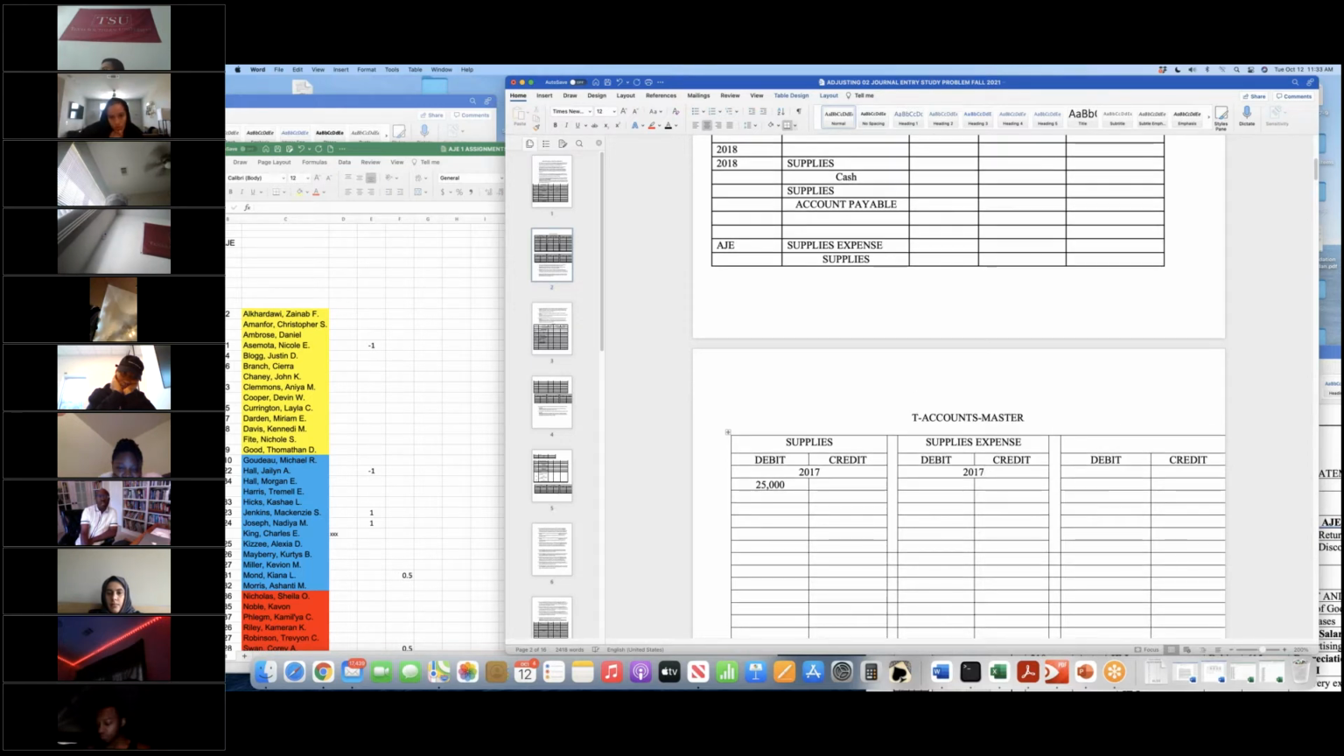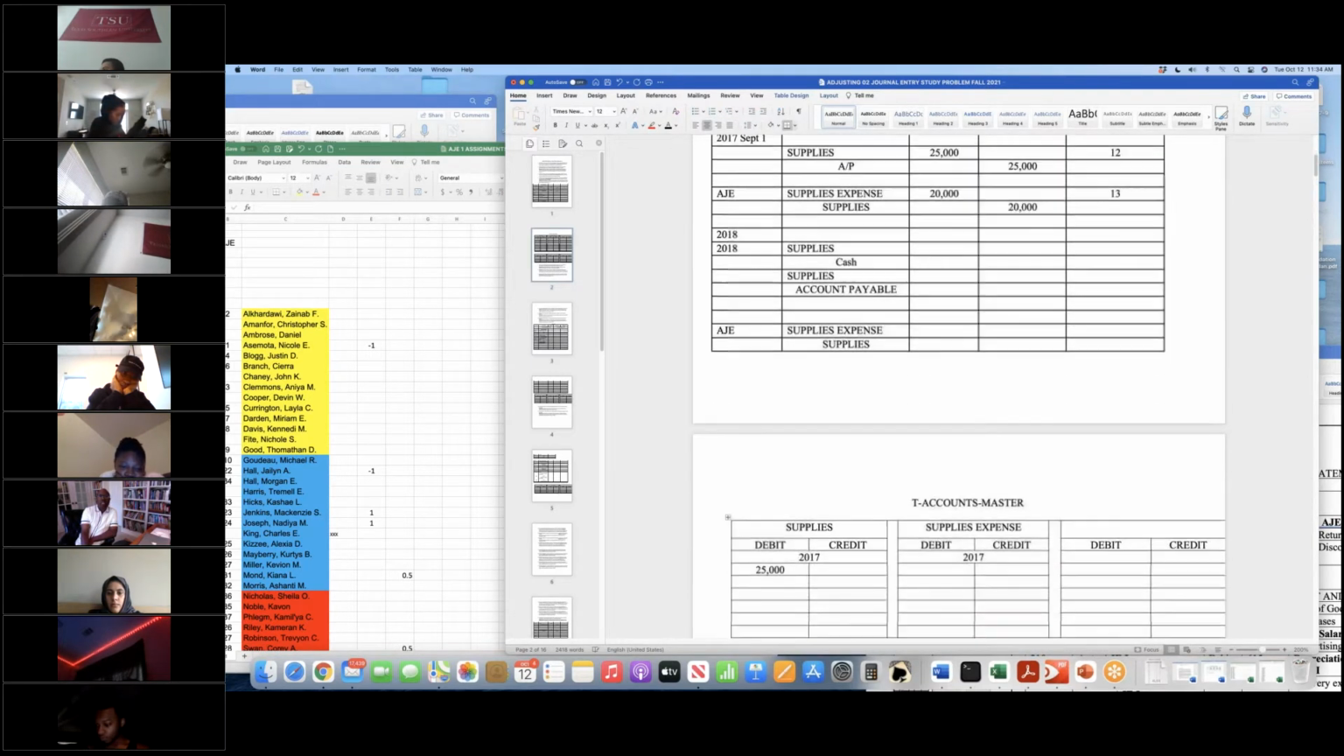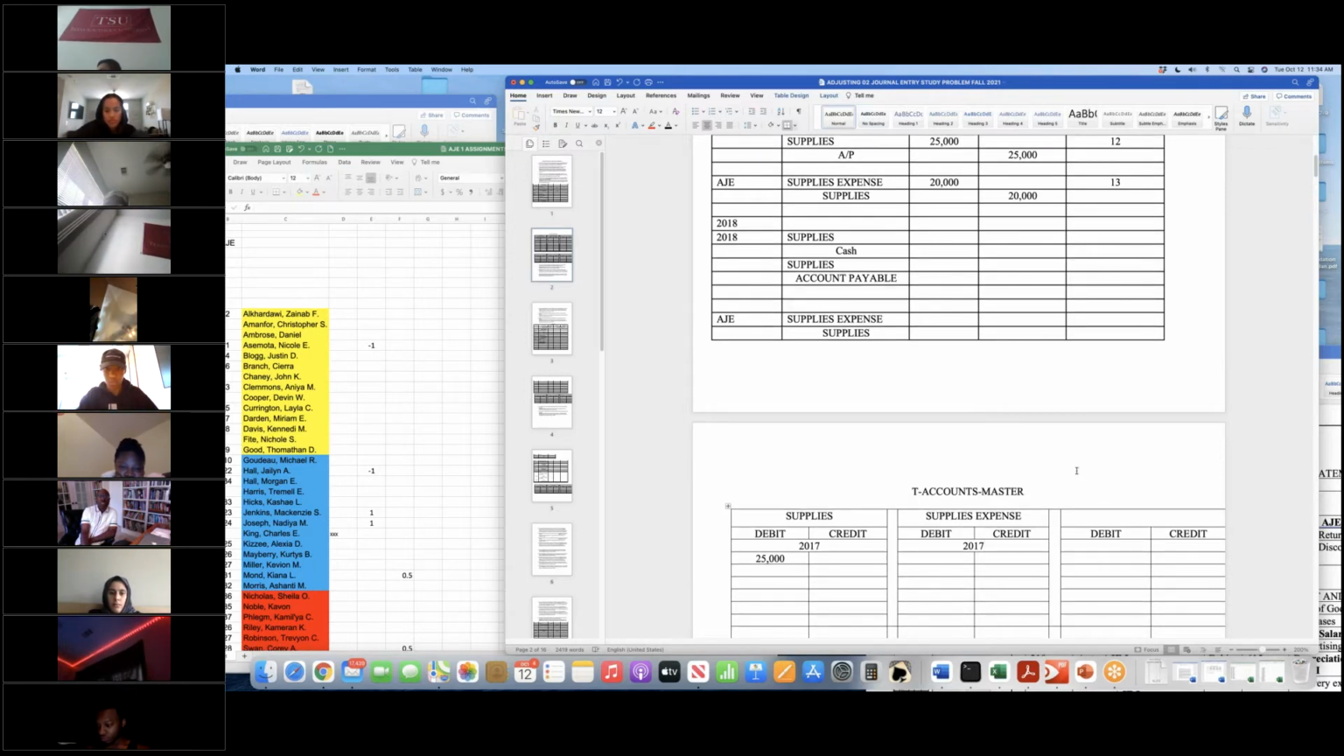Okay, so then we make the adjusting entry. When we post that, what's that posting going to look like? Can y'all post the entry? Yellow team, can y'all post the entry? The T account supplies will be 25,000. Accounts payable will be credited 25,000. The supplies expense would be 20,000, and then supplies would be 20,000. Supplies expense being debited for the AJE, and then just regular supplies being credited for the AJE as well. Okay, so that's that AJE.